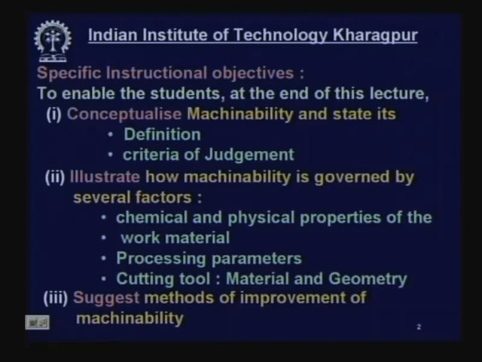Next, the students will be able to illustrate how machinability is governed by several factors: chemical and physical properties of the work material itself, the processing parameters like cutting speed or velocity, feed, depth of cut, etc., and the cutting tool, its material and geometry. And this lecture will also enable the students to suggest finally the methods of improvement of machinability, how machinability can be improved.